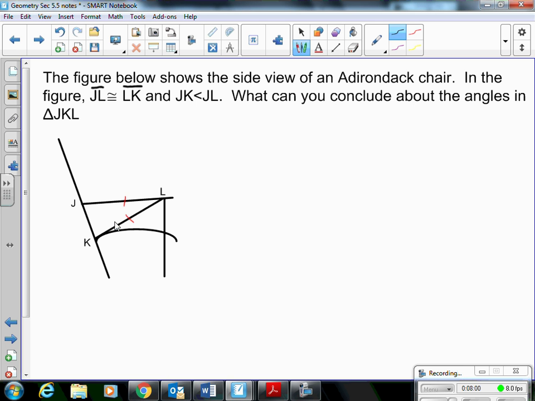So from this, it wants to know what we can conclude about the angles. So we know if JL and LK are the same, they're both going to be congruent to each other, and their angles opposite them will be congruent as well. All right, so angle K should be congruent to angle J, or the measure of angle K is going to equal the measure of angle J.